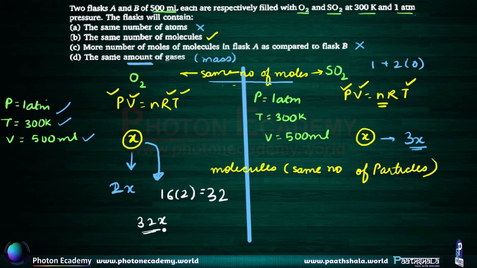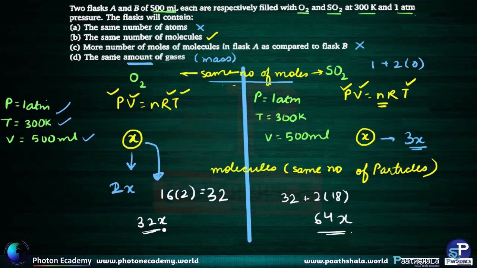For SO2, the mass is 32 plus 2 times 16, which is 64x, right? 32x is definitely not equal to 64x. So this statement is also incorrect. So your only correct answer is option B.